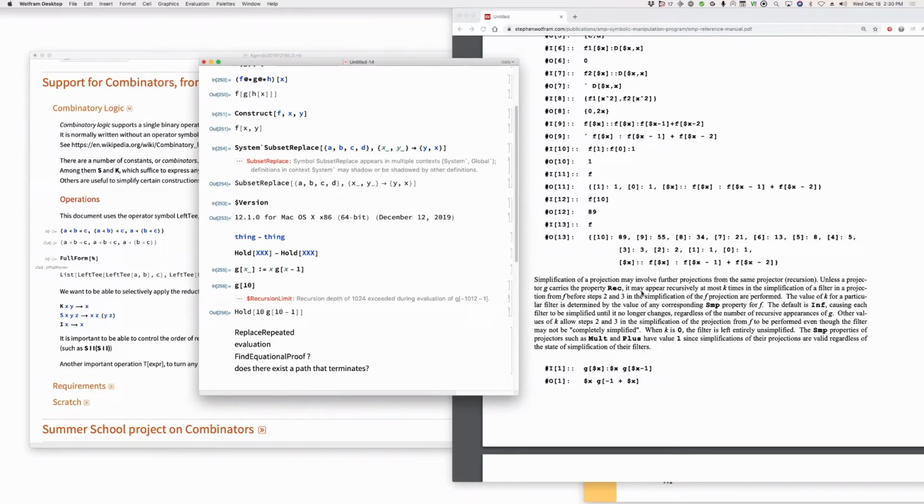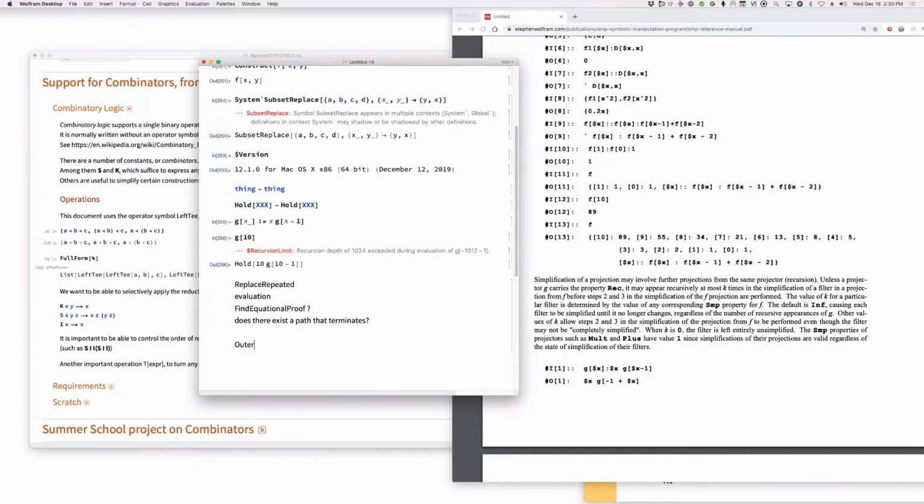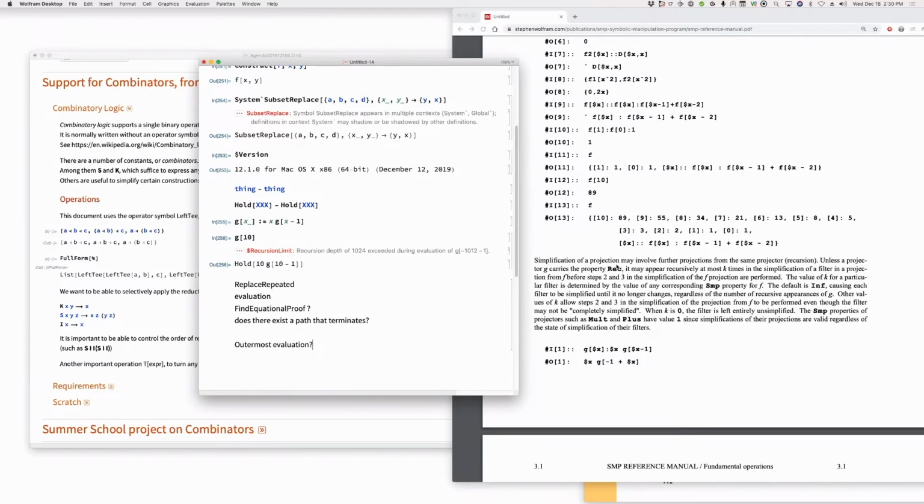Yes. Right. Is there a way to support this for replace repeated and evaluation that doesn't cause the headaches you had 40 years ago? Well, look, the number one headache 40 years ago was nobody understood this at all. I mean, this was just utterly obscure.